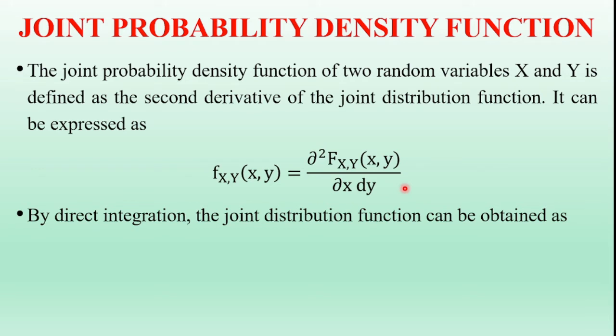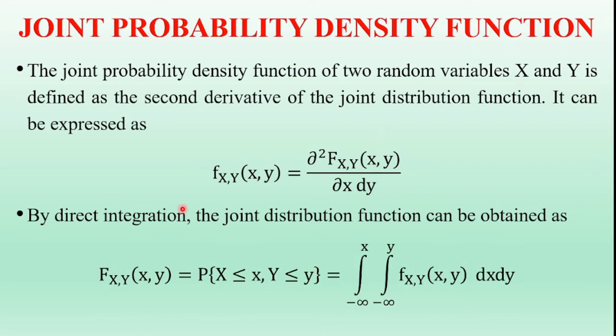By direct integration, the joint distribution function can be determined. We know from the definition of the density function that the density function is the derivative of the distribution function, and the distribution function is the integral of the density function. So the joint distribution function of the random variables X and Y, capital F_XY(x, y), is equal to the probability of X less than or equal to x, Y less than or equal to y. This is the definition of the joint distribution function, but the distribution function is the integral of the density function.